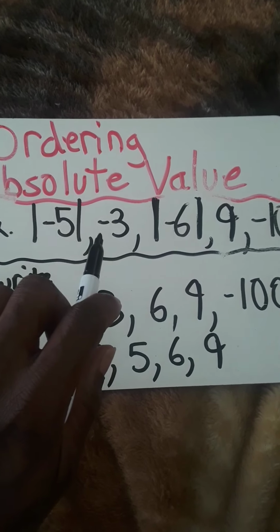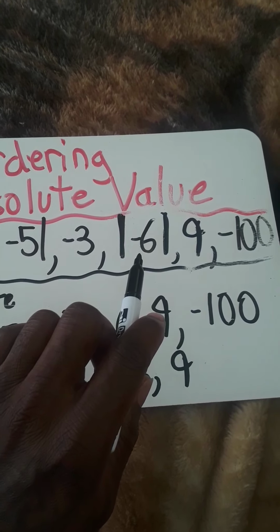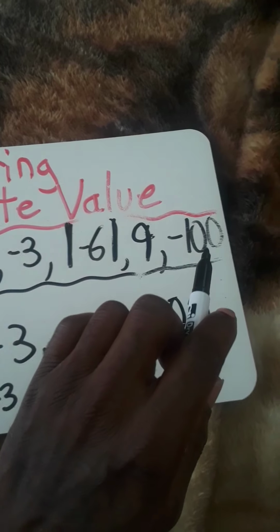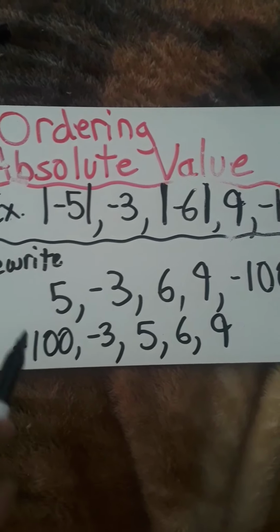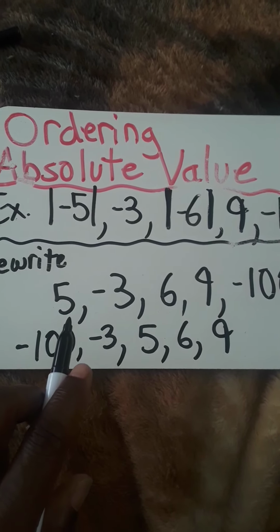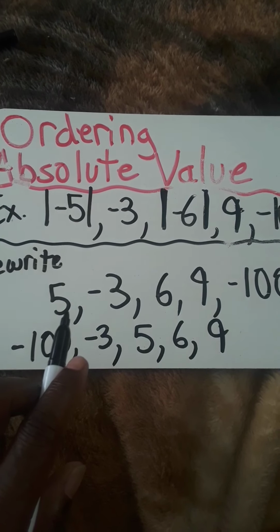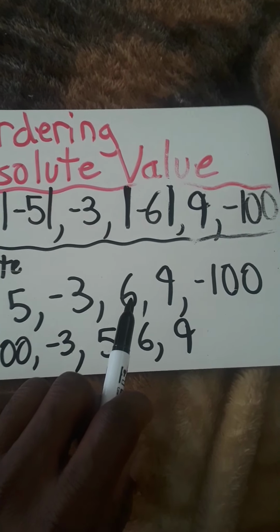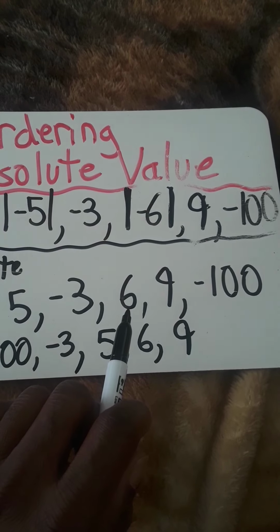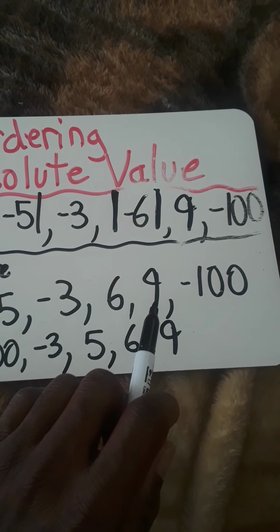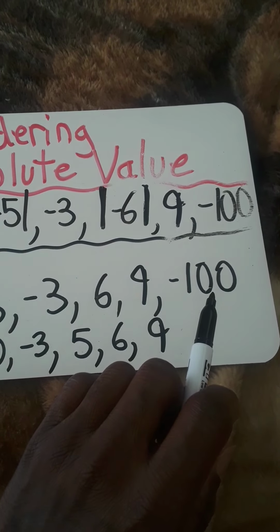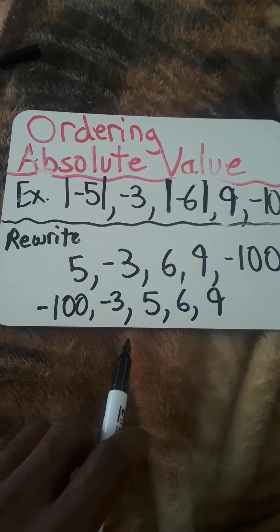Last but not least, how to order absolute value. Look at the original problem. Absolute value of -5, -3, absolute value of -6, +9, and -100. Notice what we've done. The absolute value of -5 is +5. -3 stays the same. Absolute value of -6 is +6. +9 stays. -100 stays.